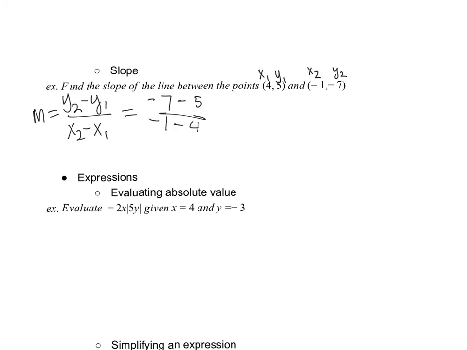When I plug my values into my slope formula, we're going to get -7 minus 5 over -1 minus 4. So -7 minus 5 is going to give us -12 over -1 minus 4, which is -5. I can't simplify 12 over 5, but since I have a negative in the numerator and the denominator, those will cancel out to give me 12/5.